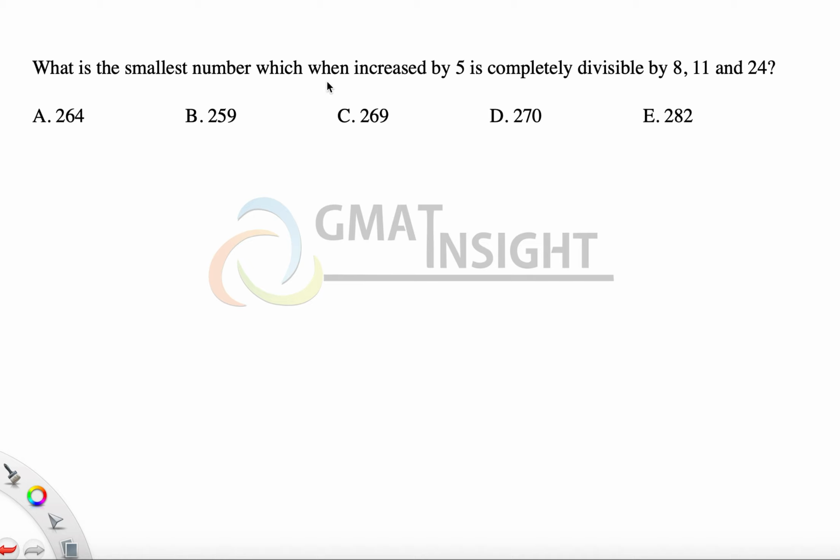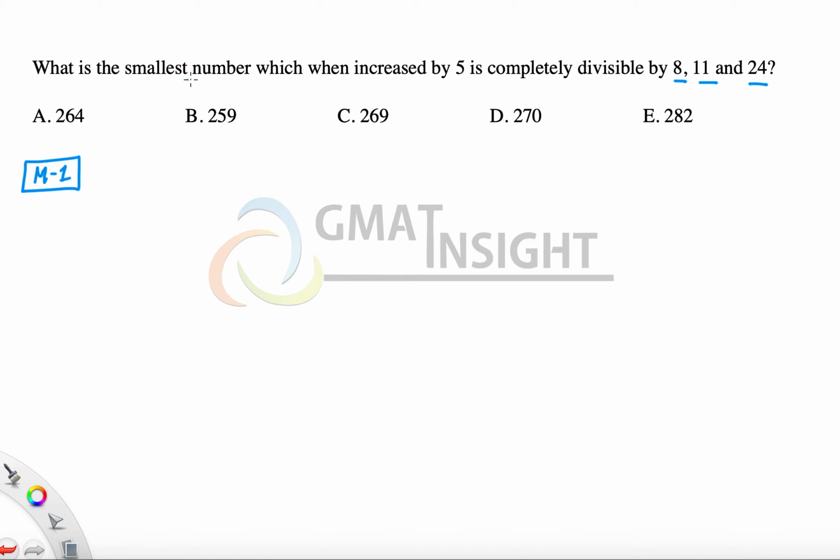What is the smallest number which when increased by 5 is completely divisible by 8, 11 and 24? So here we have a question which once again can be answered in two ways. So I will discuss both the methodologies. The first method that I will discuss is my own method which I use while answering these questions.